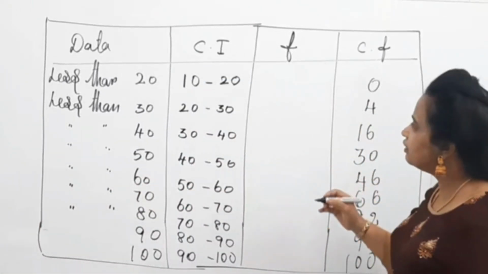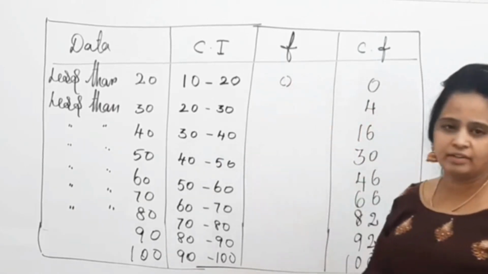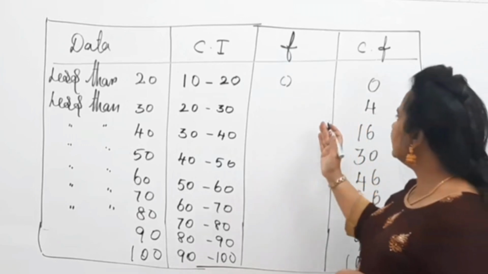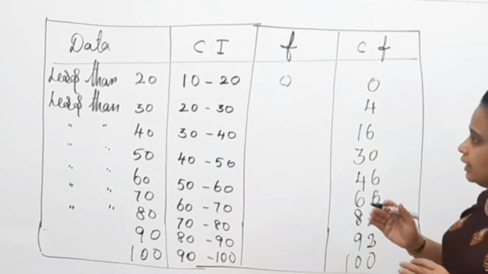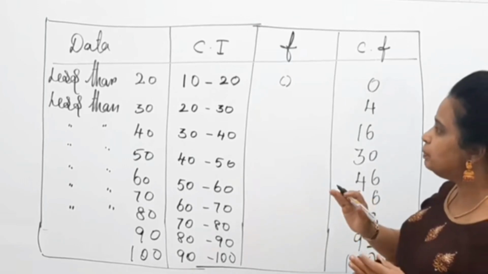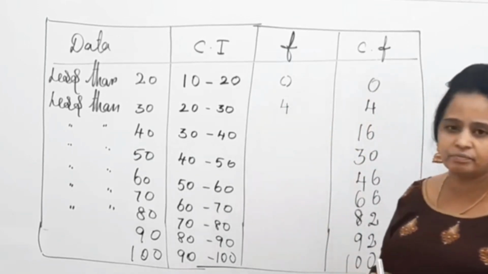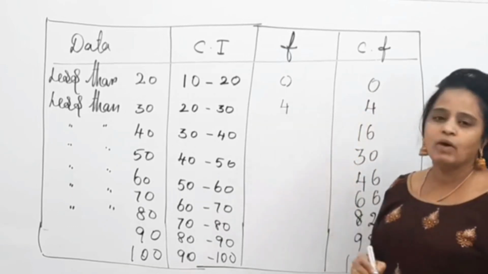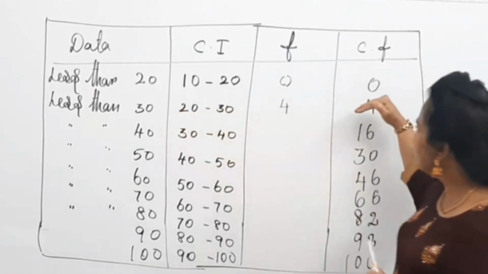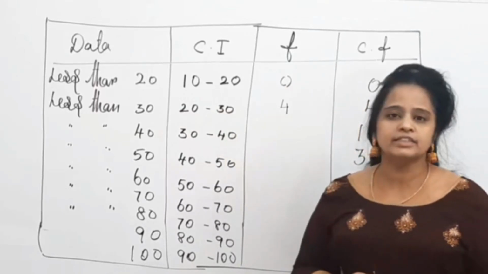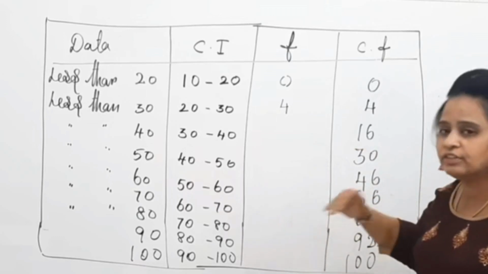Always the first frequency, less than 20, it is 0 given. And I'm going to get the next frequency. So less than 30, that is between 20 to 30, it is 4 given. Why? Because the same value is given, which is between 20 to 30, the cumulative frequency 4 is given. Now I'm going to get the rest of the frequency.